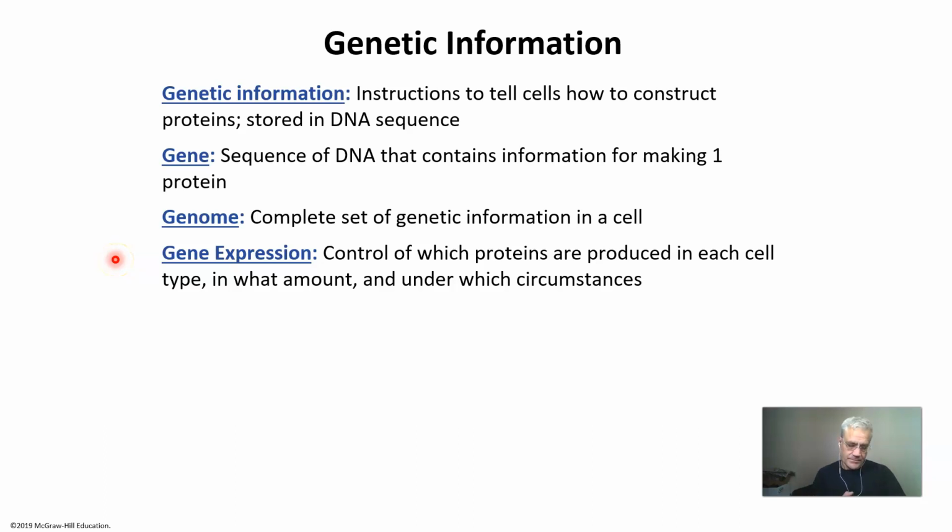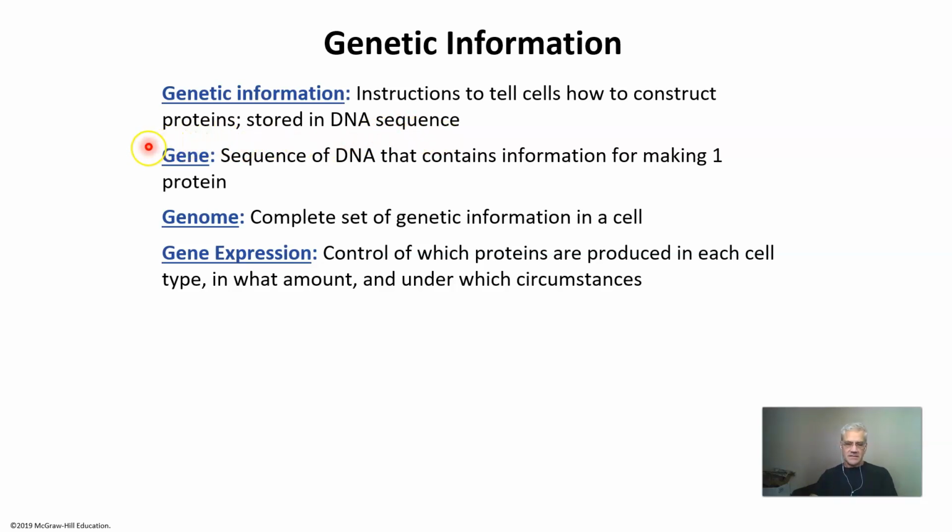So, some definitions. You need to have some definitions. Right? Genetic information. This is the instructions to tell cells how to construct a protein, or any protein. This is stored in the sequence of DNA. Now, you don't know yet how it is stored in the sequence of DNA, but we're going to talk about that. You're going to see how that works.